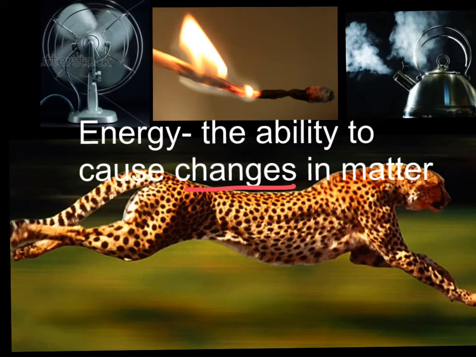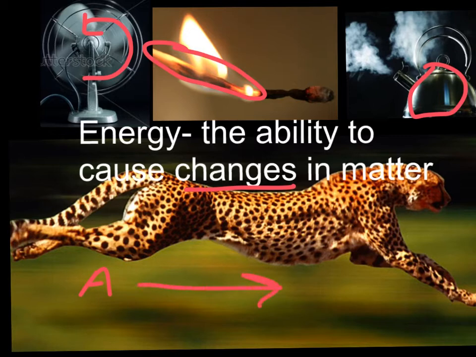So for example, these fan blades are whirring around in a circle because of energy. This piece of wood is turning to ash because of energy. The water in this pot is going from a liquid to a gas because of energy. And this cheetah is going from point A to point B because of energy.